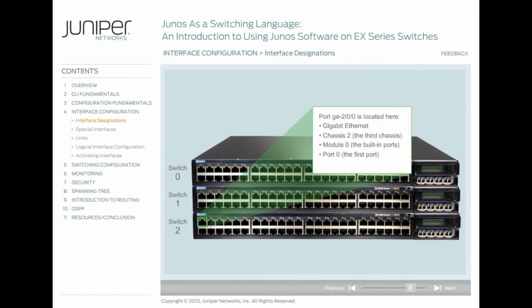For another example, let's look at a virtual chassis composed of EX4200 switches. In this case, GE-2/0/0 refers to a Gigabit Ethernet port. That port is on the third chassis in a virtual chassis configuration and is on the first module, the built-in ports, and is port 0, the first port on the module.